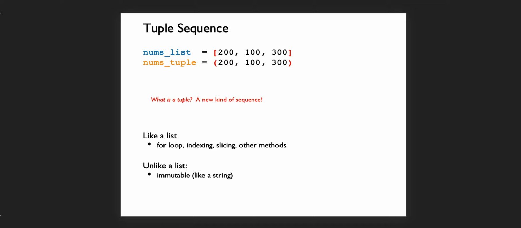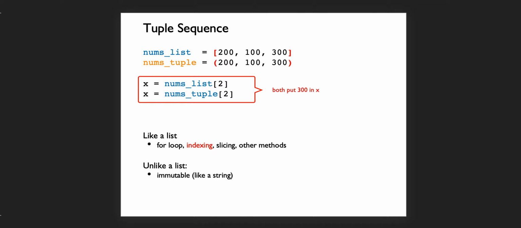Unlike the list, tuples are actually immutable. That's something which is similar to a string. You can have any different types of data as part of your tuple, similar to a list, the only restriction being you cannot actually mutate the tuple. So let's talk about what mutation operations are.